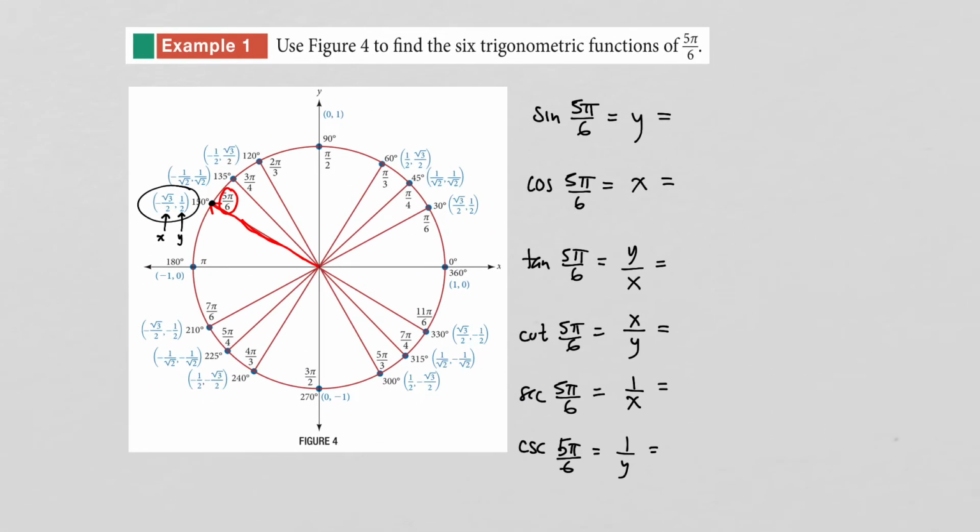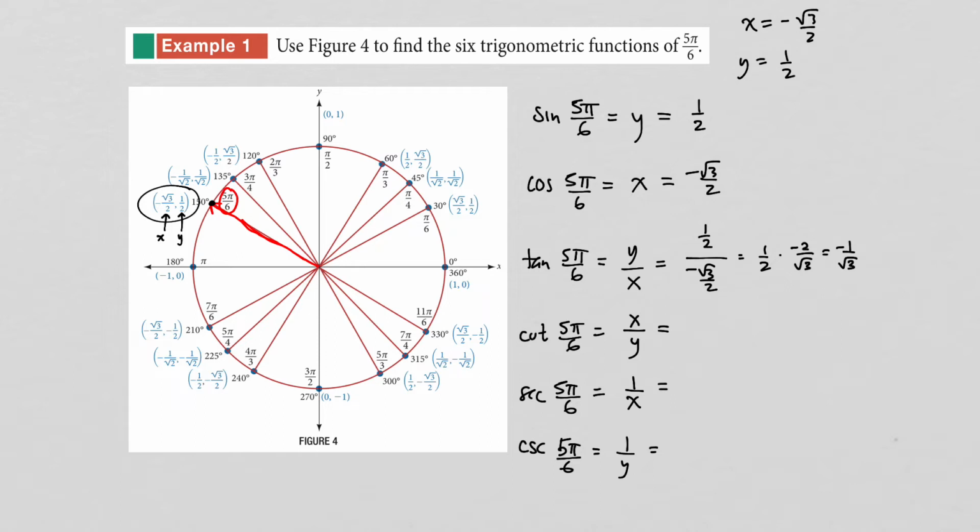So once I identify that x is negative radical 3 over 2 and y is 1/2, then all I have to do is simply plug those values in here. So sine is y, which is 1/2. Cosine is x, which is negative radical 3 over 2. Tangent, I need to do y divided by x. And this is going to be 1/2 multiplied by the reciprocal here. And that ends up being negative 1 over radical 3.